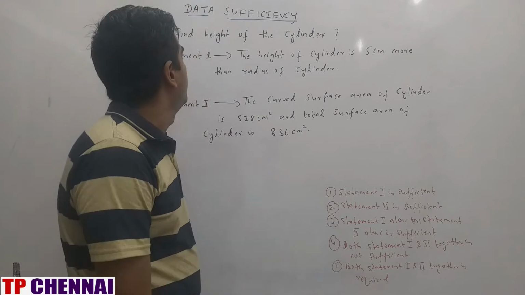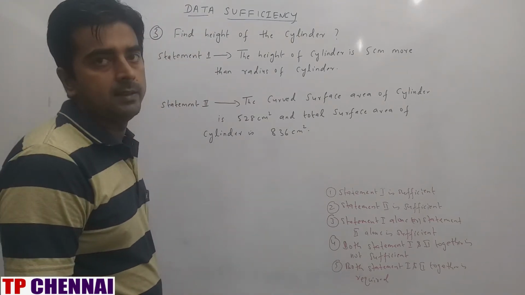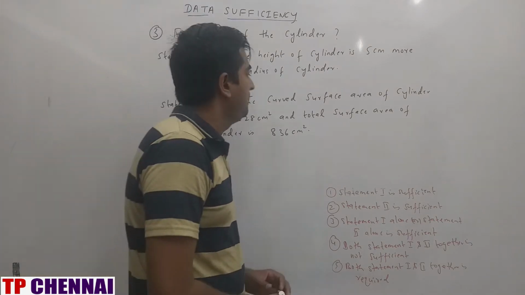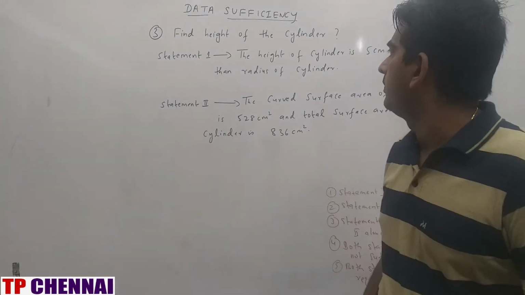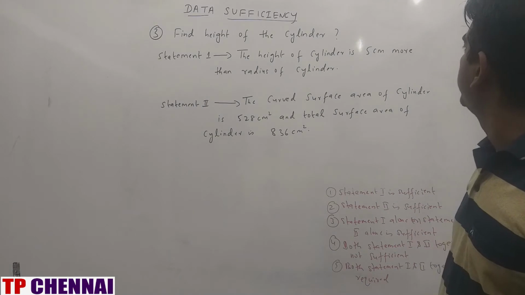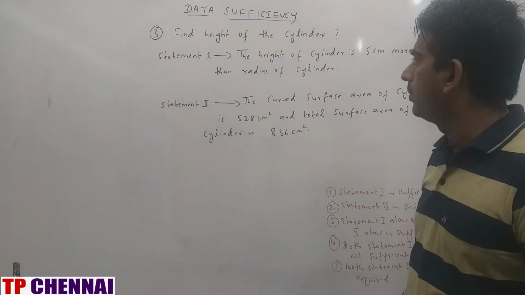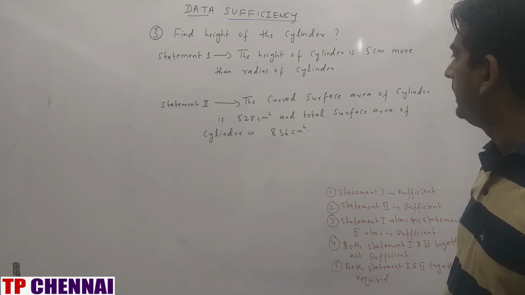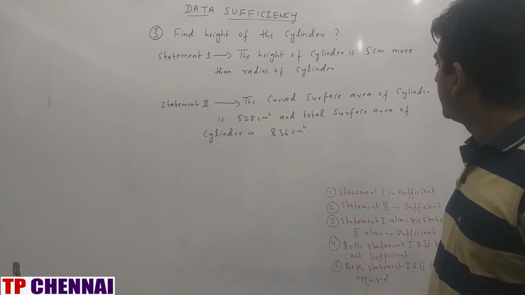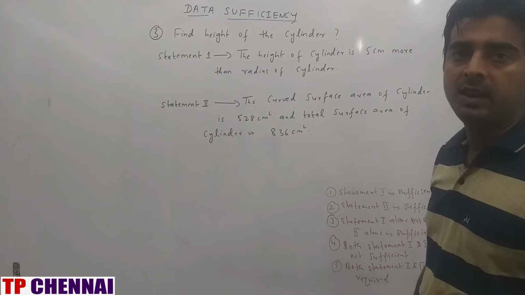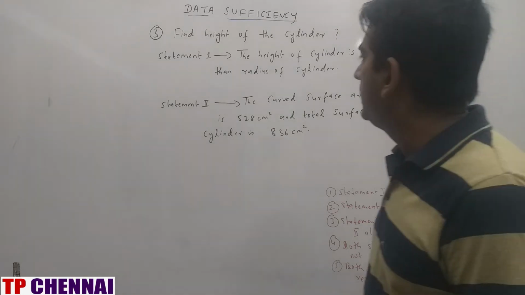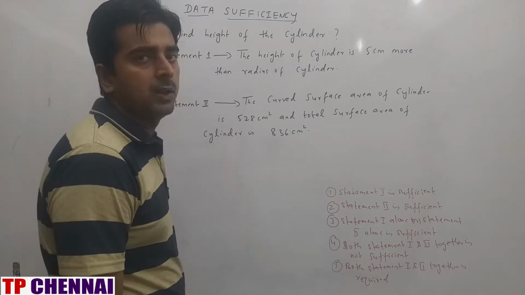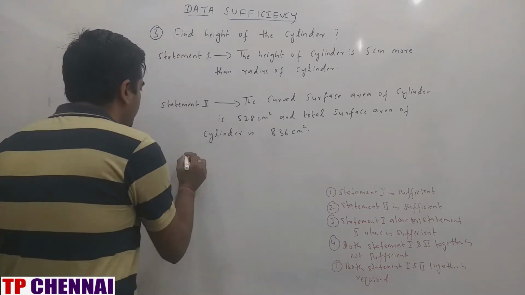Now we will see the third one. Find the height of the cylinder. This is the question. Statement 1: the height of a cylinder is 5 cm more than the radius of the cylinder. Second statement: the curved surface area of the cylinder is 528 cm square and the total surface area of the cylinder is 836 cm square. Now when you see the first statement, the height of a cylinder is 5 cm more than the radius of a cylinder.